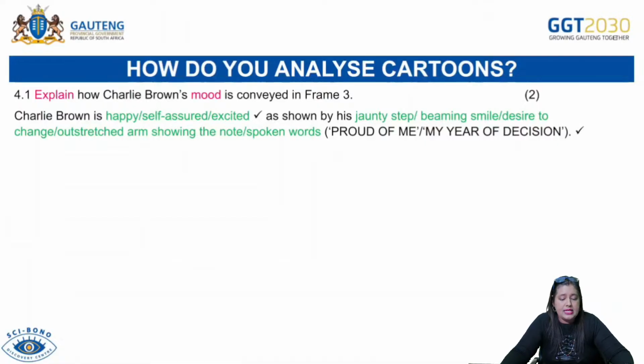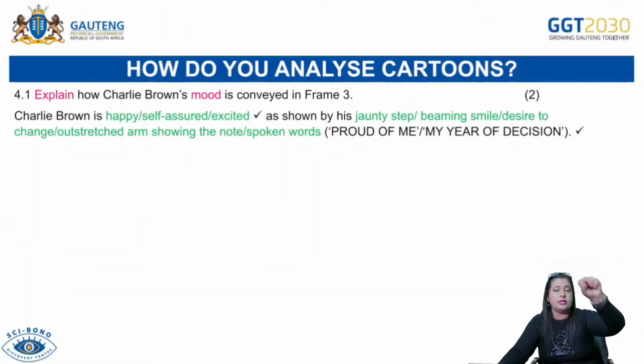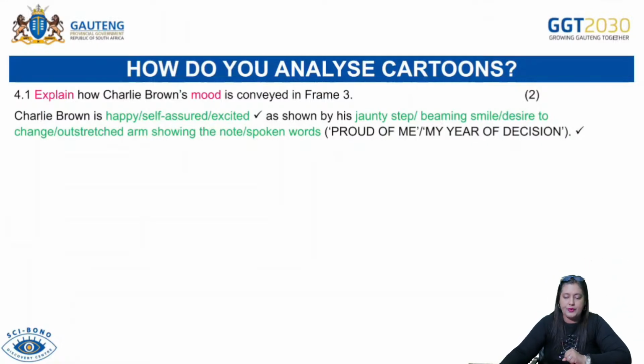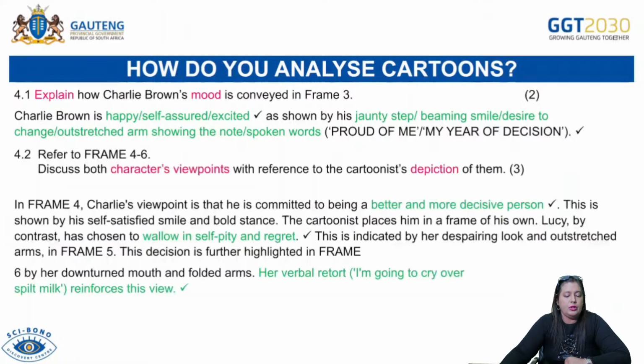Charlie Brown is happy, self-assured, excited, as shown by his jaunty step, beaming smile, desire to change, outstretched arm, showing the note or the spoken words. And the words, proud of me, my fear, my year of decision. So those words are enhancing the fact that he's excited, he's enthusiastic, he's assured that he's going to make a change this year. 2 marks there, obviously, for giving that answer, right? In terms of mentioning his mood and how his mood is being showcased.